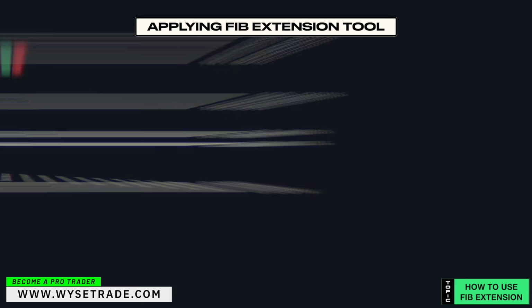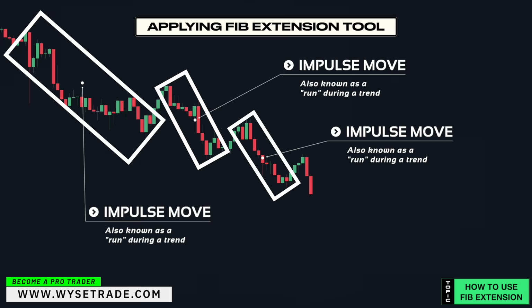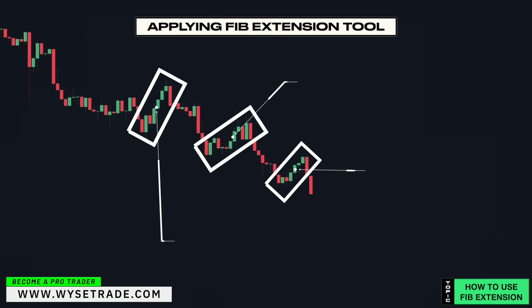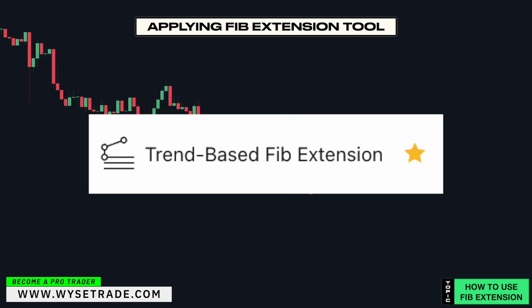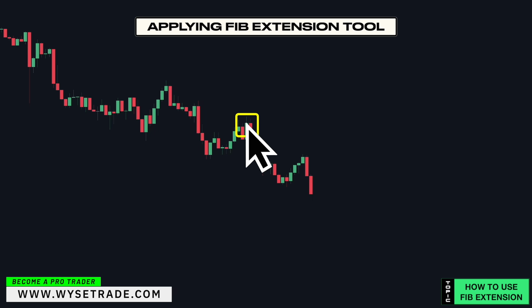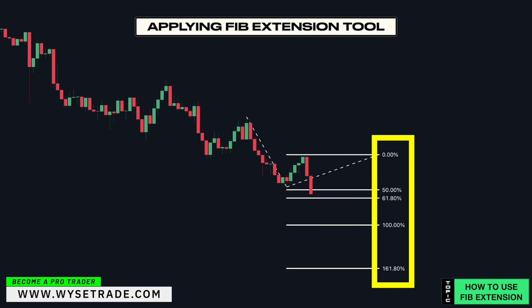So in the opposite direction, in a downtrend, you have your impulse moves here and your corrective moves here. Grab your Fibonacci extension tool, click at the start of the previous impulse move here, drag it down and click again at the start of the corrective move, and then drag it up to the starting point of your current impulse move, then drag it slightly to the right and click again. And these are your fib extension levels.